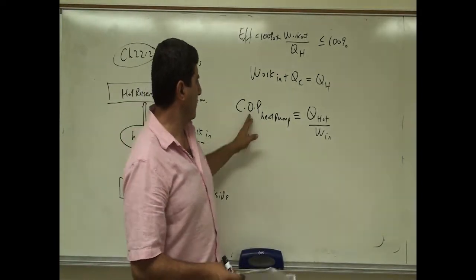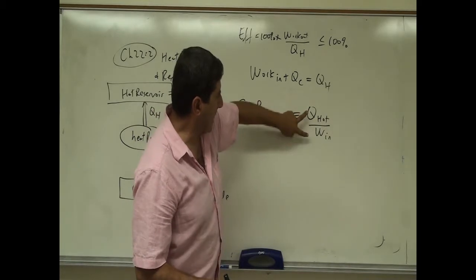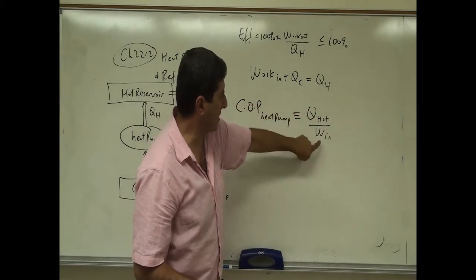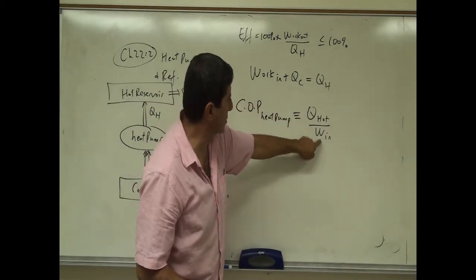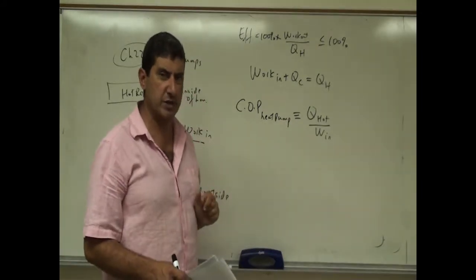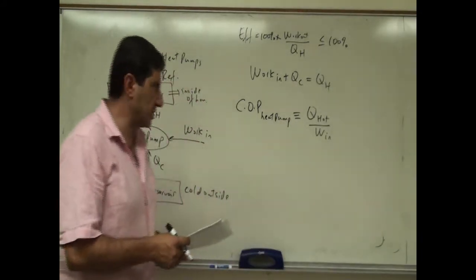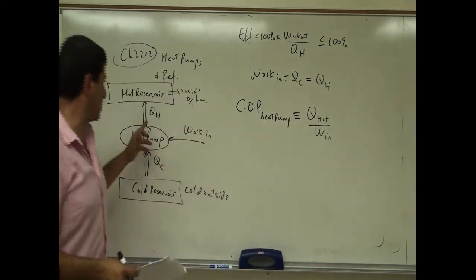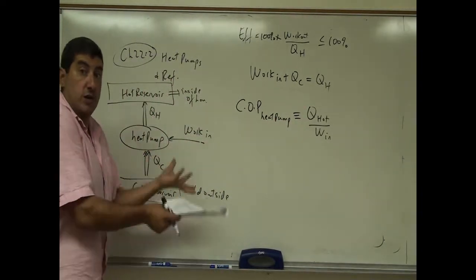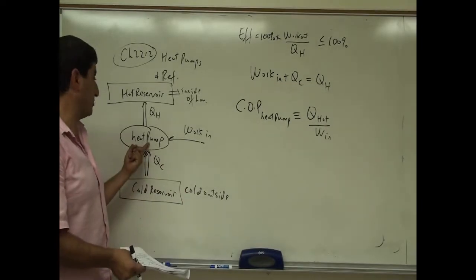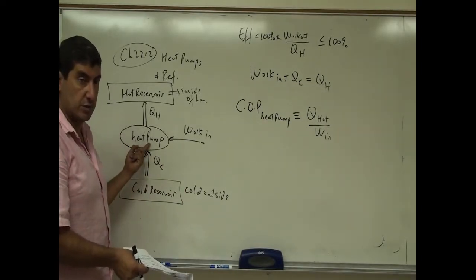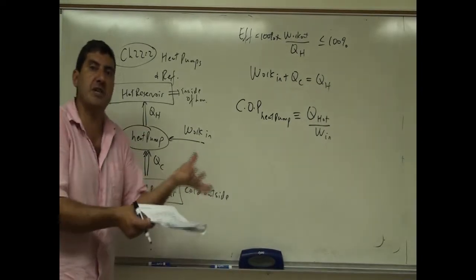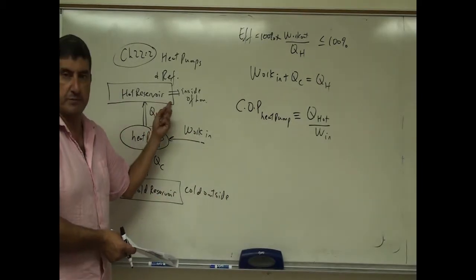Now the coefficient of power, they defined it opposite. The work was in the denominator, the Q hot was in the numerator. What's the logic of that? So here's what it's doing. It's putting in the numerator what is the goal of that machine. The goal of that machine is not to do work. The goal of that machine is to dump heat inside of your room, right?